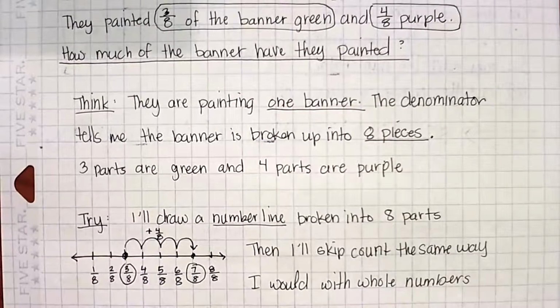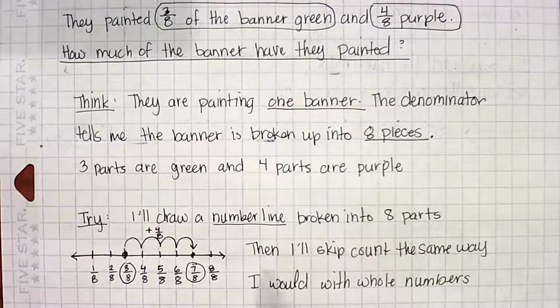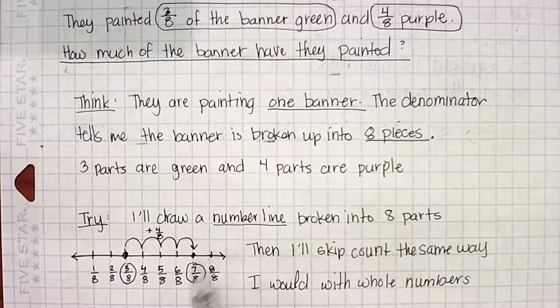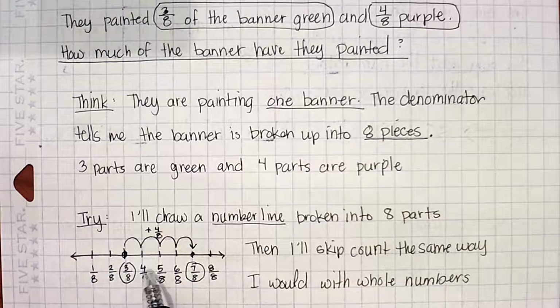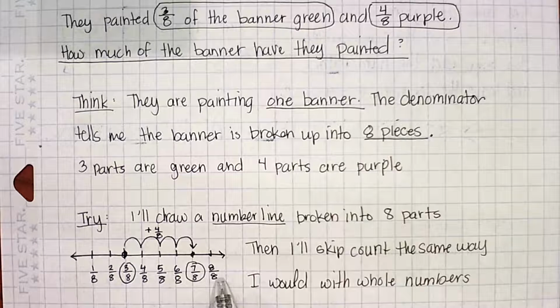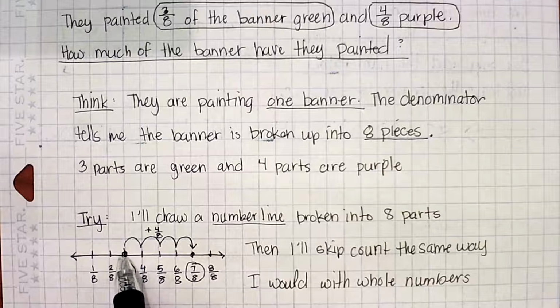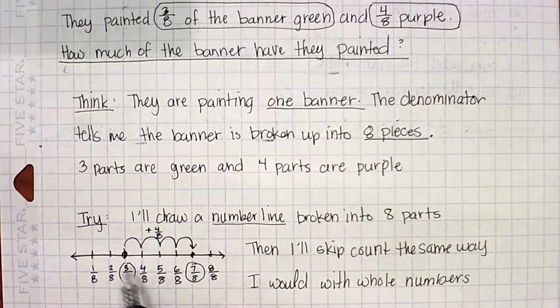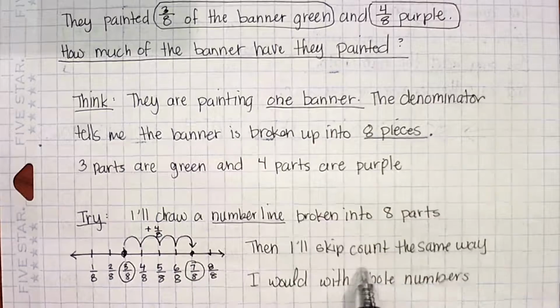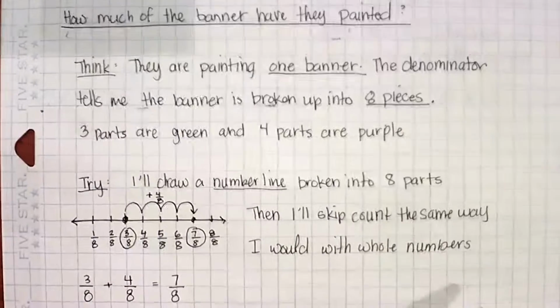One of the ways that you can try and solve it is by showing a number line. So I can draw a number line broken into 8 parts or eighths, right? So here's 1/8, 2/8, 3/8, 4/8, 5/8, 6/8, 7/8, and then 8/8, which is equal to 1 whole. And I can add on a number line the same way I would add whole numbers. So I start at my 3/8, and then I need to add 4 more parts. So I'm going to make 4 jumps over here on my number line. 3/8 plus 4/8 gave me 7/8. So I'm going to skip count the same way I would with whole numbers.